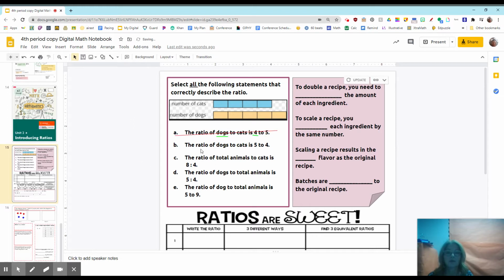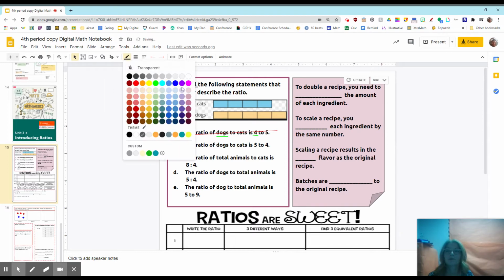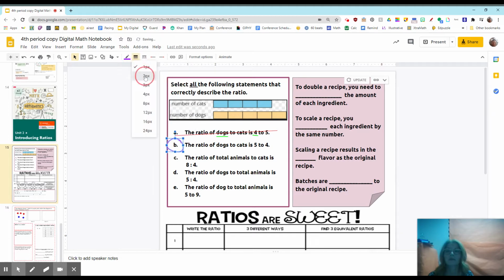The next one, the ratio of dogs to cats is 5 to 4. That looks correct. There's 5 dogs, there's 4 cats. I would scribble that, make a circle of some sort so I can keep track. I want you to read through the rest of those, decide whether you think that they are true or false. Go ahead and pause the video while you do that.